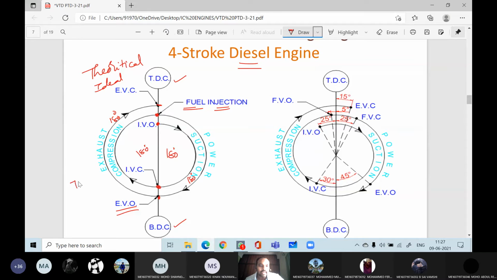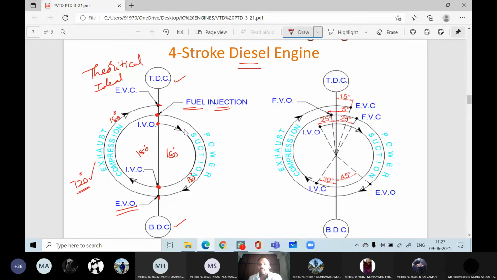Therefore, what is the total angle covered? Total angle is 720 degrees. This is according to the theoretical one. Any doubt in the theoretical diagram? Please tell me. The valves will open exactly at top dead center, the inlet valve, and close at bottom dead center, and the exhaust valve opens at the bottom dead center and closes at the top dead center, and each stroke is divided into 180 degrees. Please respond. Any doubt in this one?